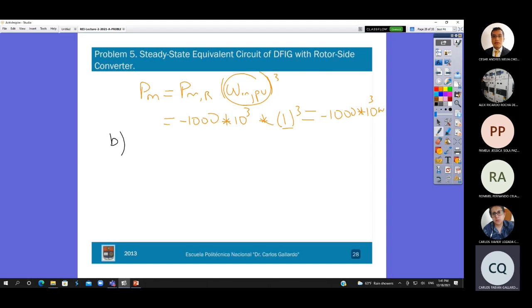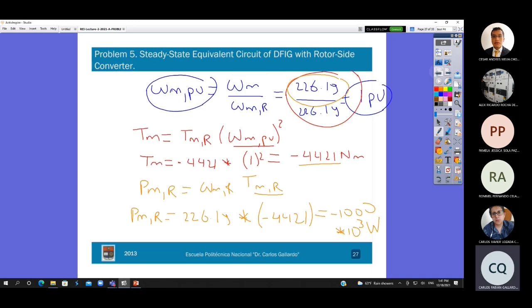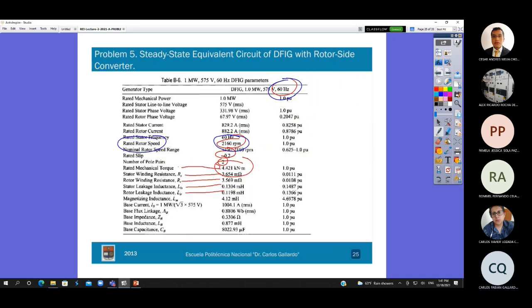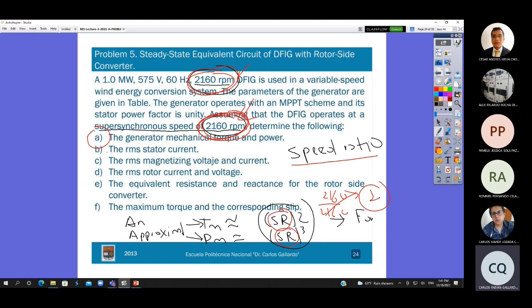So let's continue with question B. The question B is about the root mean square stator core.